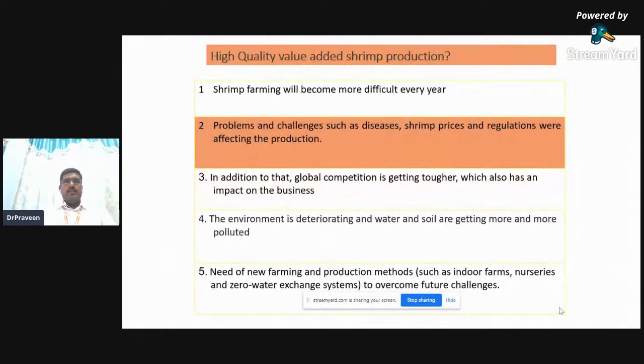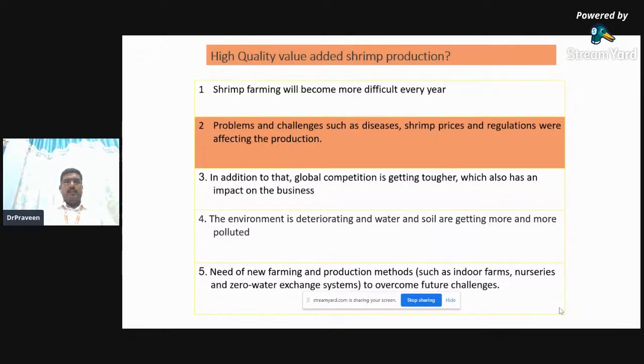Shrimp farming is becoming more difficult every year. Why? Because of problems and challenges such as diseases, shrimp prices, and regulations from other countries, which make successful shrimp farming very difficult. In addition to that, global competition is also getting tougher year by year. Most countries are coming into shrimp production. It is a big competition for us, so we have to overcome that competition through value addition only.